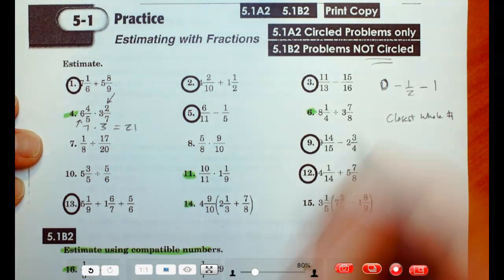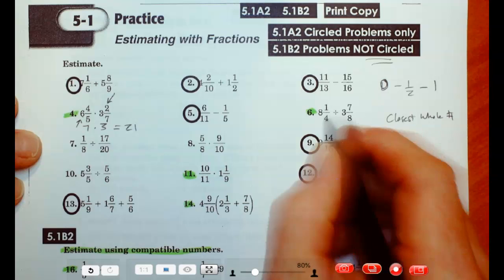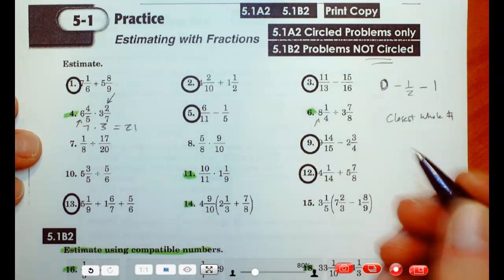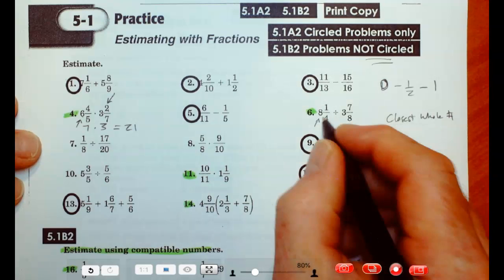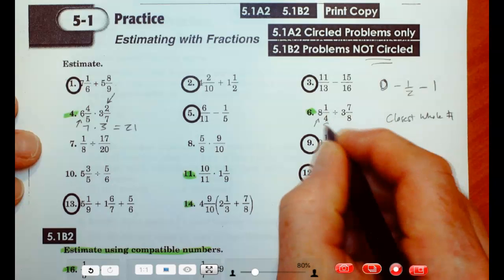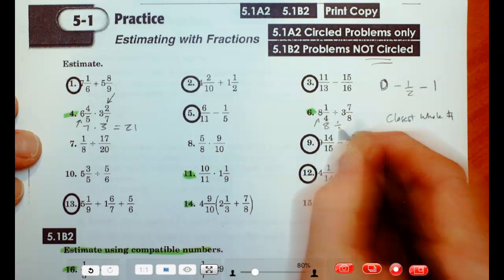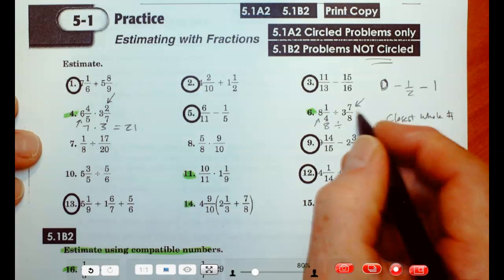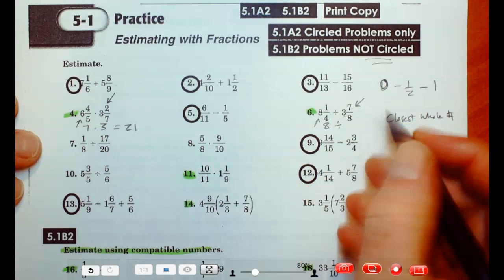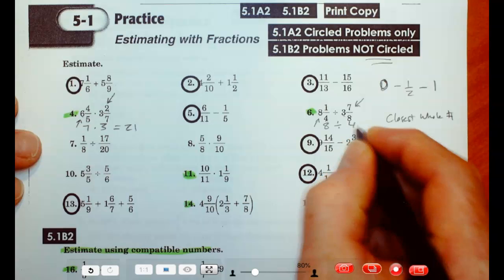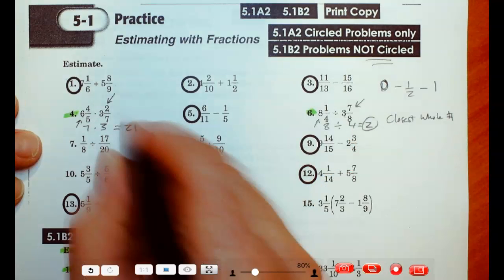Okay. Over here, we have 8 1/4. Is this one closer to 8 or closer to 9? Well, this is closer to 8, so we'll just call it 8. It's divided by 3 7/8. Is it closer to 3 or 4? This one is closer to 4. So 8 divided by 4, my estimate here is 2.